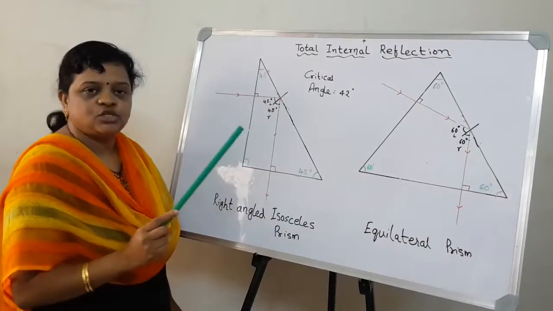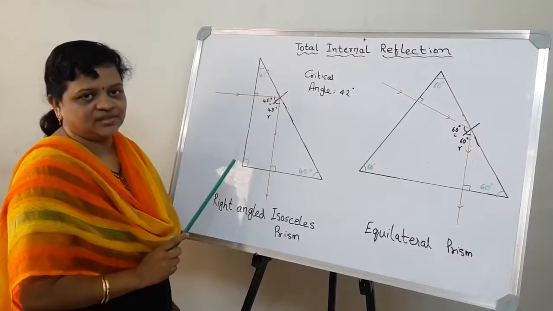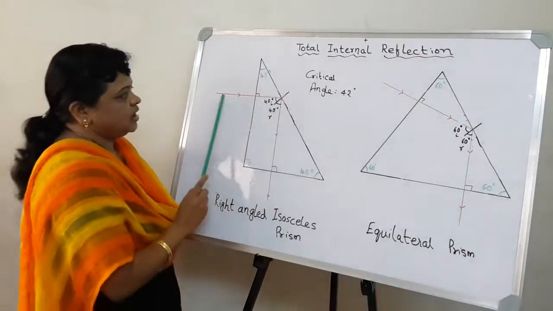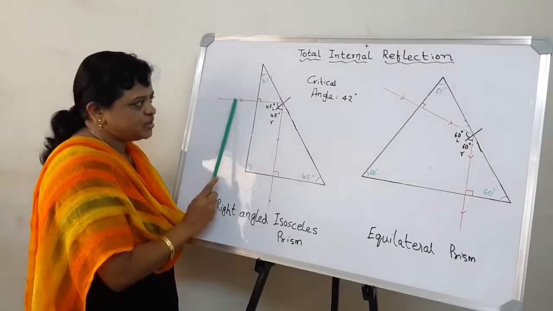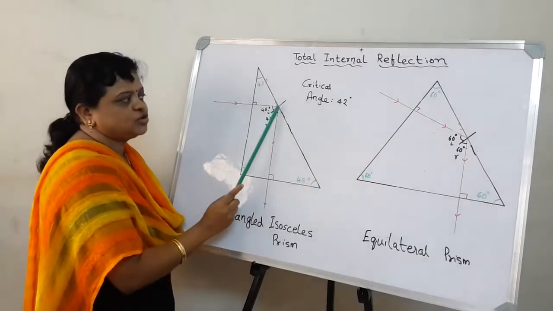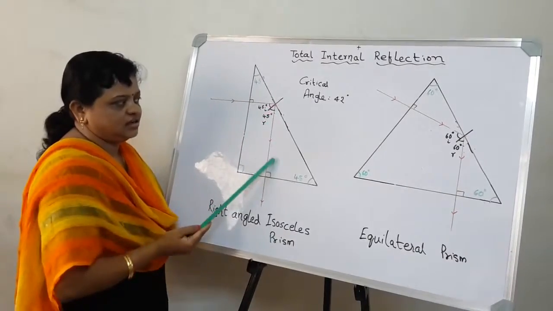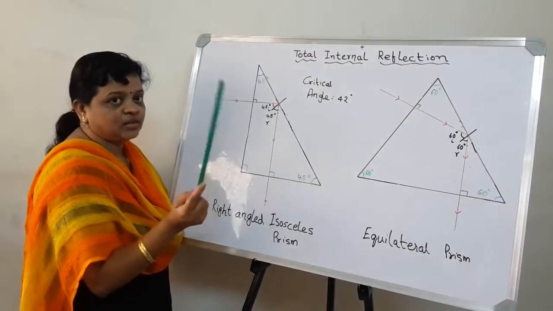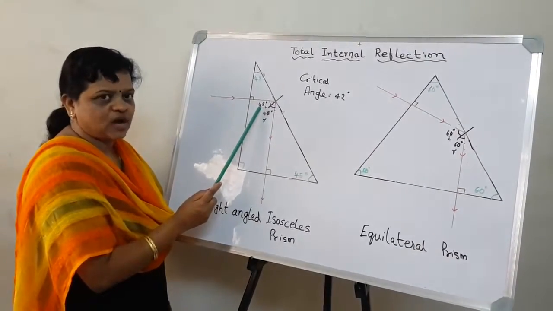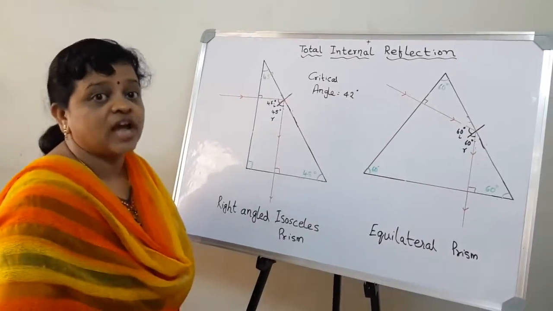The ray should always be chosen in such a way that it passes undeviated through the first surface. That means it is along the normal. So we have taken a ray which passes undeviated through the first surface. But when it goes to the second surface, you can see that it is deviating by 90 degrees. In other words, the angle of incidence is 45. How did this come about? You need to ask, how did it become 45? Simple reason, just the concepts of triangles.